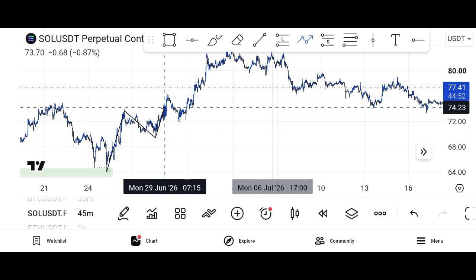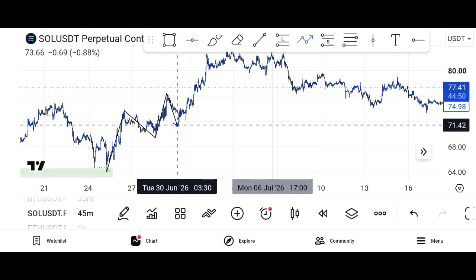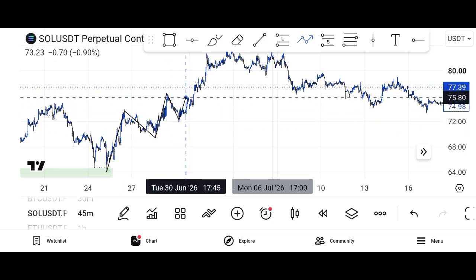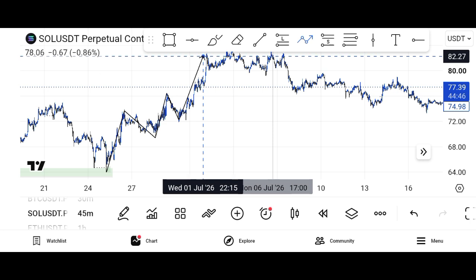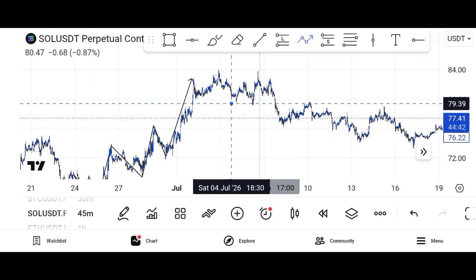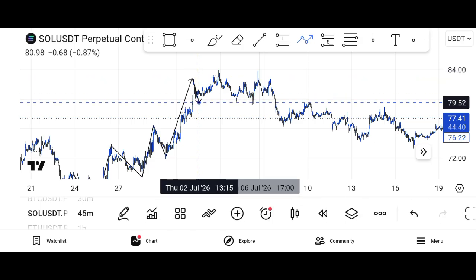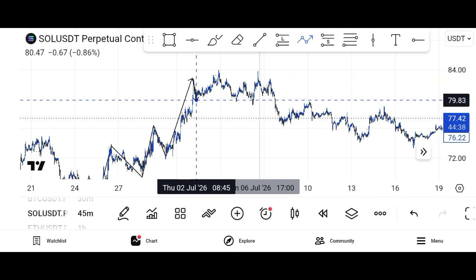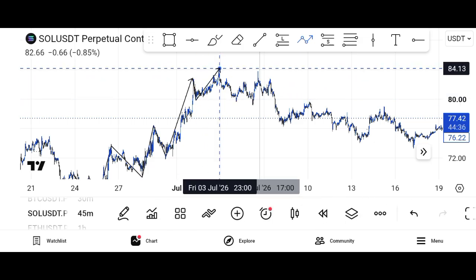This is a high, this is a low, this is a high, this is a low, and we'll understand that the market is trending to the upside, creating all of this series of market structure here. Then from this point also we had this low, which is the recent low. Then we had this high over here.